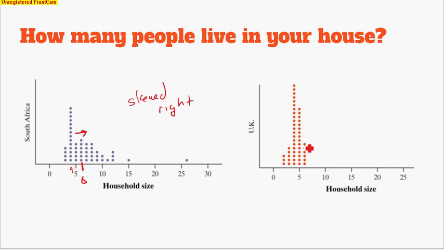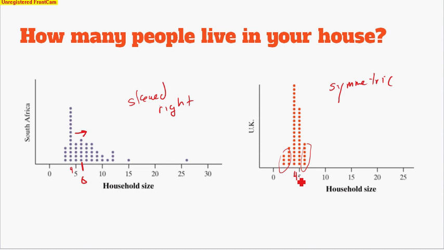Whereas in the United Kingdom, it's a little bit more symmetric. Okay, it's not so skewed. I see a little bit lower on the left, and it's kind of lower on the right, and then most in the middle. That's a sign of symmetric, and it looks like the center's around 4. So it does appear in South Africa more people live in each house than in the United Kingdom, 6 versus 4. So I'm comparing their shape, skewed right, versus symmetric.